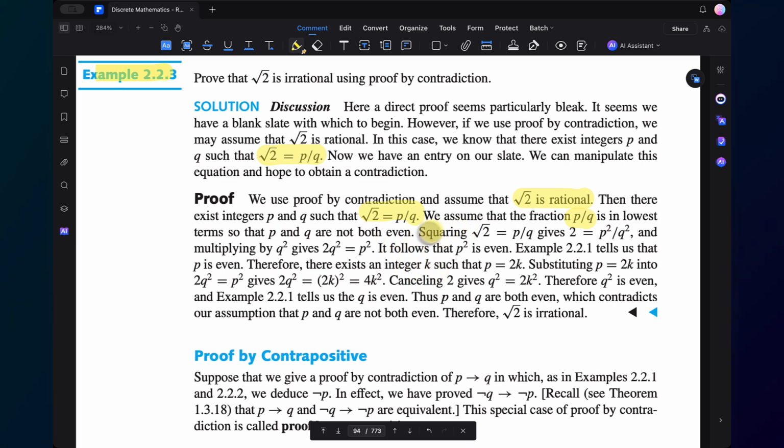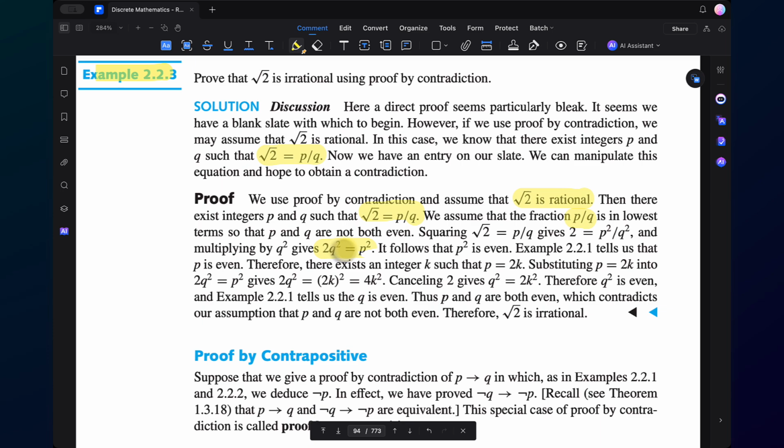So now, if I square the square root of 2, which is equal to p over q, this gives that 2 is equal to p squared over q squared. Then if I multiply both sides by q squared, I get this equation. Now, let's look at that equation. So we have 2 times q squared equals p squared.